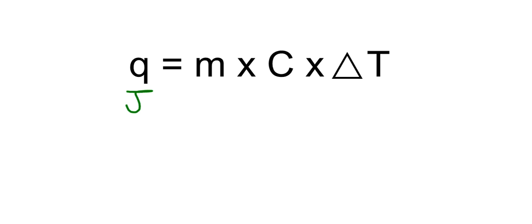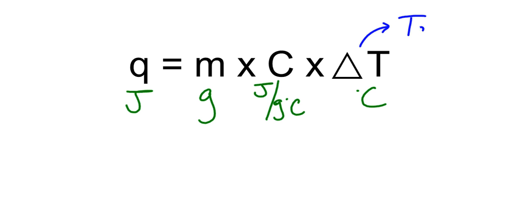Another one is mass, which is usually in grams. C stands for specific heat capacity, and the usual unit there is going to be joules per gram degrees Celsius, so grams times degrees Celsius for that unit there. And then change in temperature, which is going to be in degrees Celsius. Now, another way to indicate delta T is the final temperature minus the initial temperature.